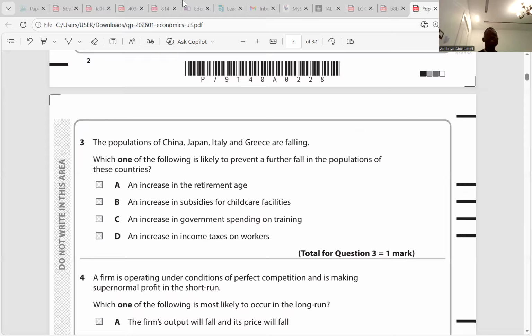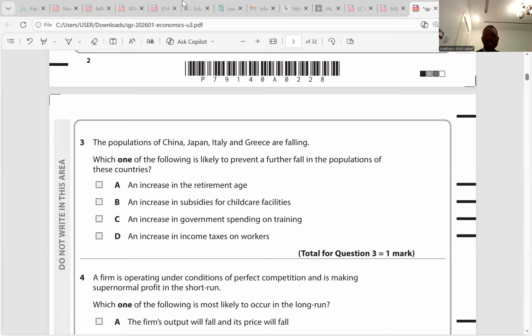An increase in subsidies for childcare facilities. Yes. An increase in subsidies for childcare facilities becomes an incentive for people to want to give birth because it's going to be cheaper to give birth. And that would increase population and prevent further fall in population. So for question 3, the answer is B, but let's look at other options.